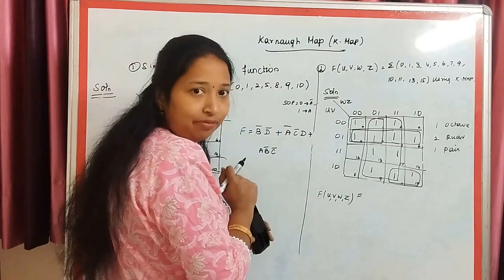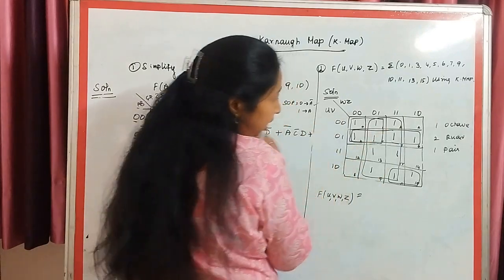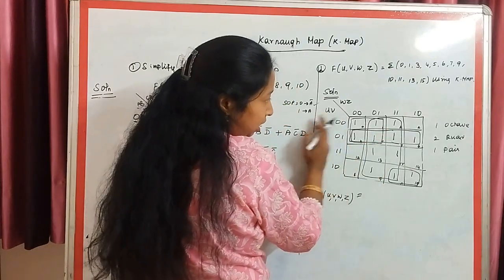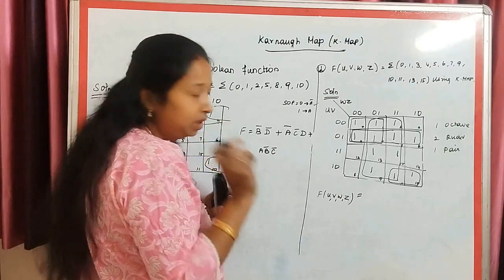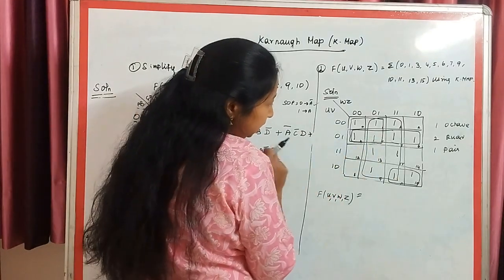Let's take the octave first. For the octave, how will you write the equation? First, you have to check vertically and then you have to check horizontally as well for completing the expression for one minterm. Now, let's take vertically.